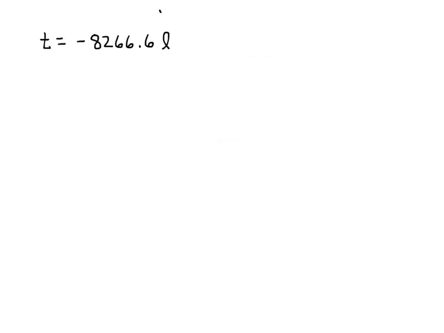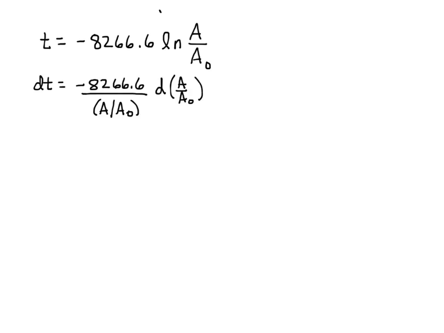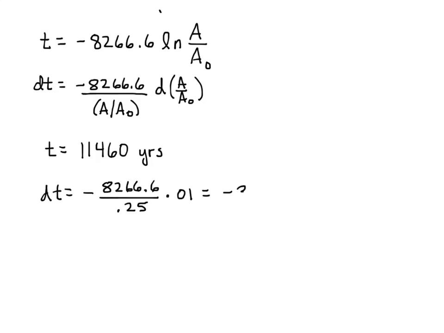Okay, so let's look at this equation. I'm going to take the derivative of it, and then find my time by inserting 0.25 here, so it's negative 8,266 times the log of 0.25. So my artifact looks like it's about 11,460 years old. And then if I plug in my 0.25 into the differential equation, I can find that I'm going to be off about 330 years if I do in fact have that percentage.